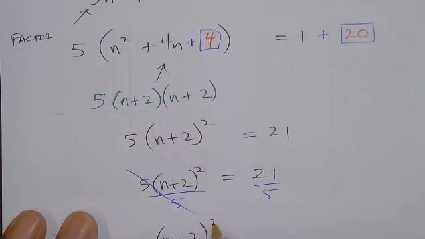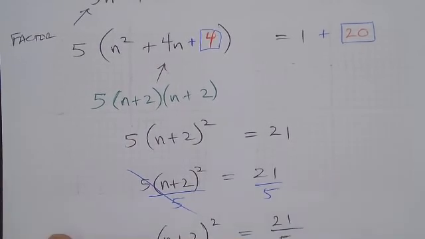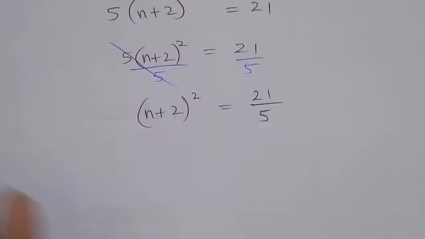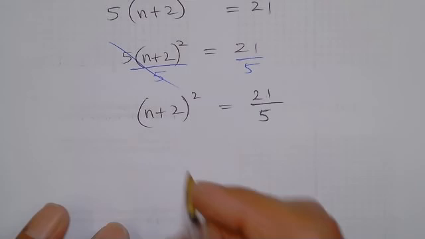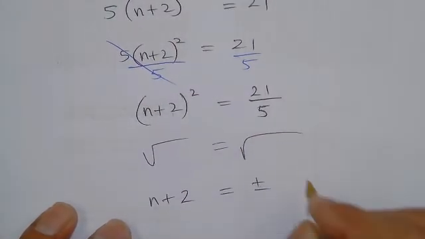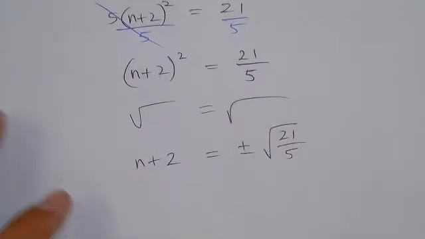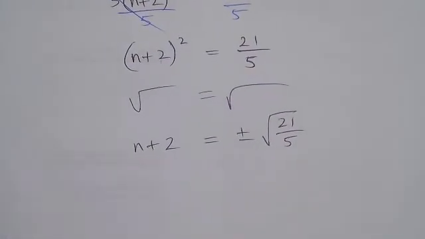Good. It's going to be an ugly answer. That's going to be n plus 2 squared equals 21 over 5. Yeah, and then you got to square root both sides. You're going to get n plus 2 equals plus or minus the square root of 21 over 5.